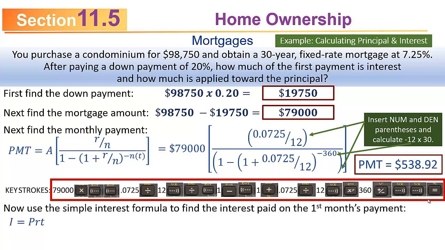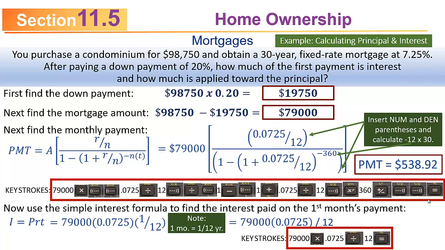I = PRT is the simple interest formula. The principal is the $79,000 you start off owing. The interest rate is 7.25%, which is 0.0725. And T is the time, but remember the time always has to be given in years. A month is 1/12 of a year. Your keystrokes would be 79,000 times 0.0725 divided by 12.